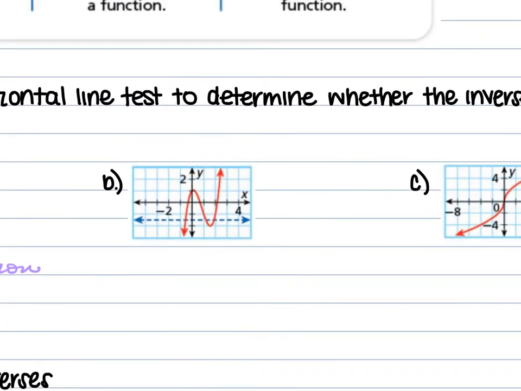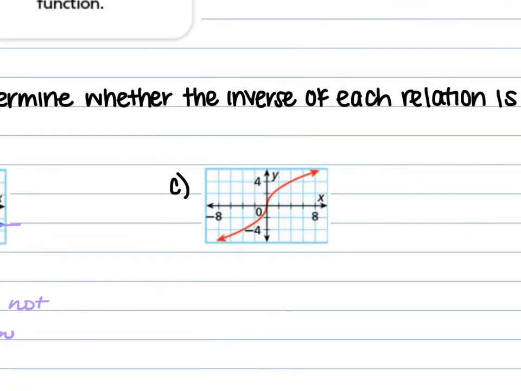For B, we draw that horizontal line and it intersects 3 times, so the inverse is not a function. For C, we draw a horizontal line and it only intersects once anywhere you would draw it, so the inverse is a function.